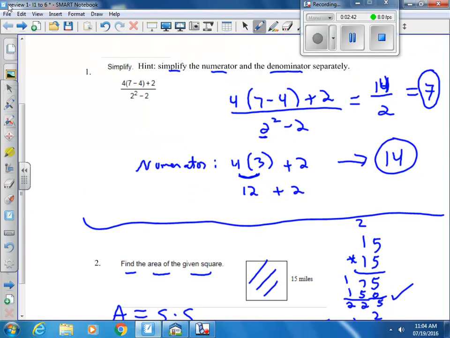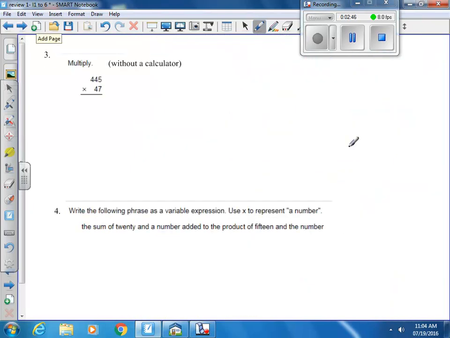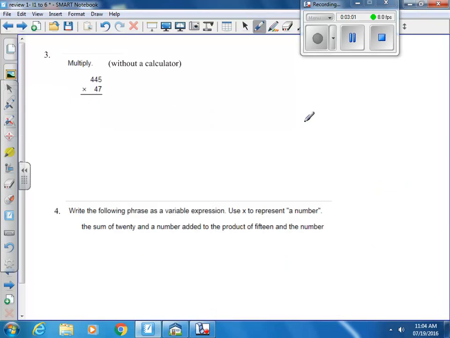Okay, like I said, I'm just going to keep cruising through problem by problem. Multiply without a calculator. So by the way, I wanted to mention that this entire review set is to be done without the use of a calculator. So we're really trying to just build our math sense without a calculator. So, okay, I'm going to rewrite the problem. 445 times 47.